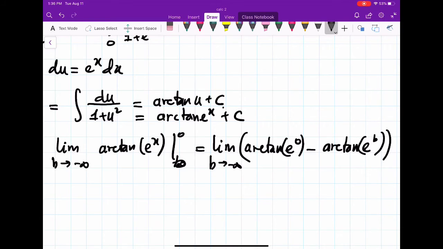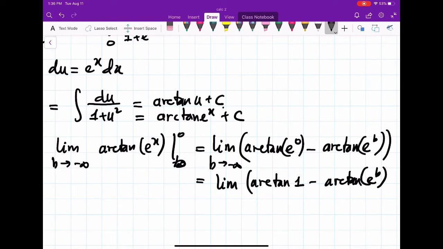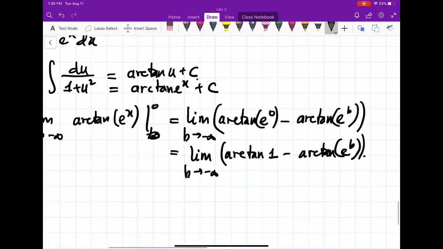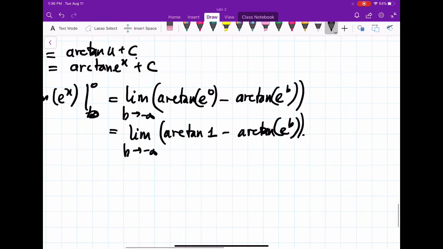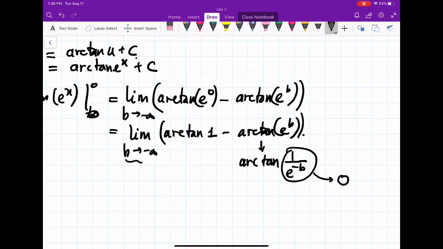So I have the limit of arctangent of 1 minus arctangent of e to the b when b approaches negative infinity. So b is less than 0. You see this? b is less than 0. So I can write this as arctangent of 1 over e to negative b. Is that correct? And this value just approaches 0 when b approaches negative infinity.